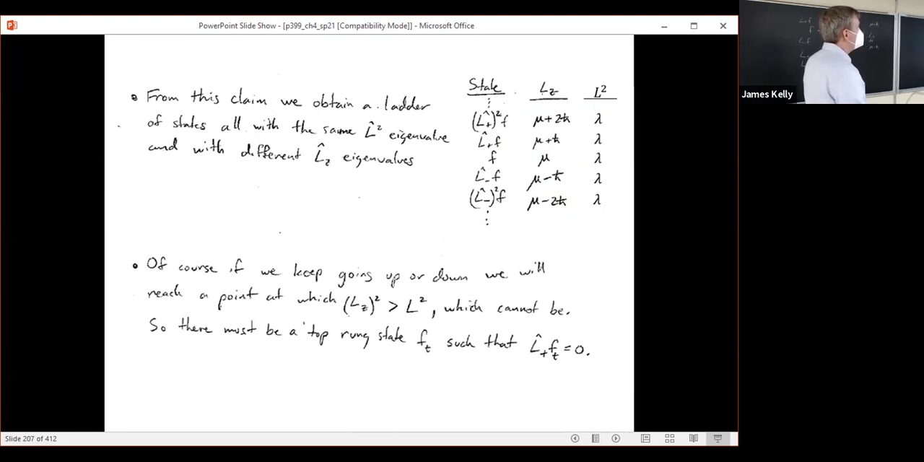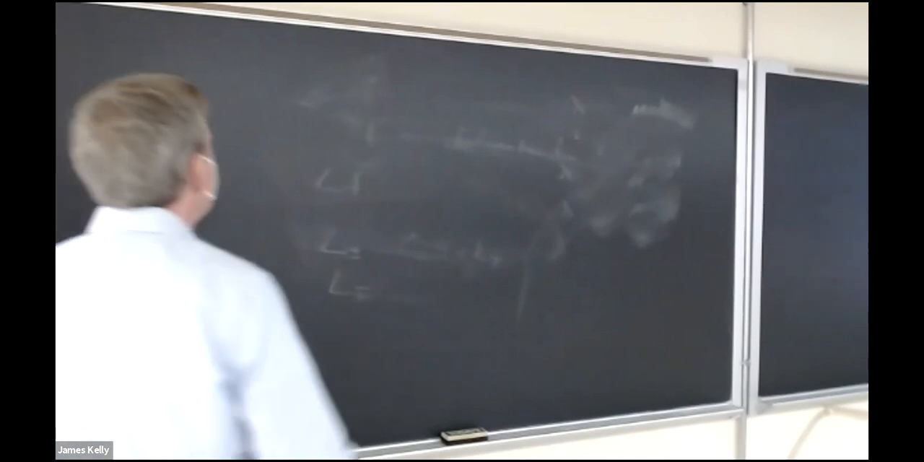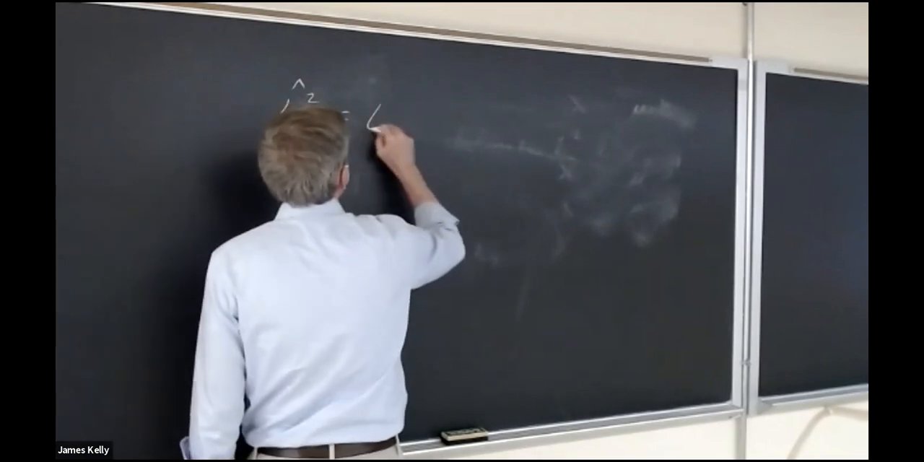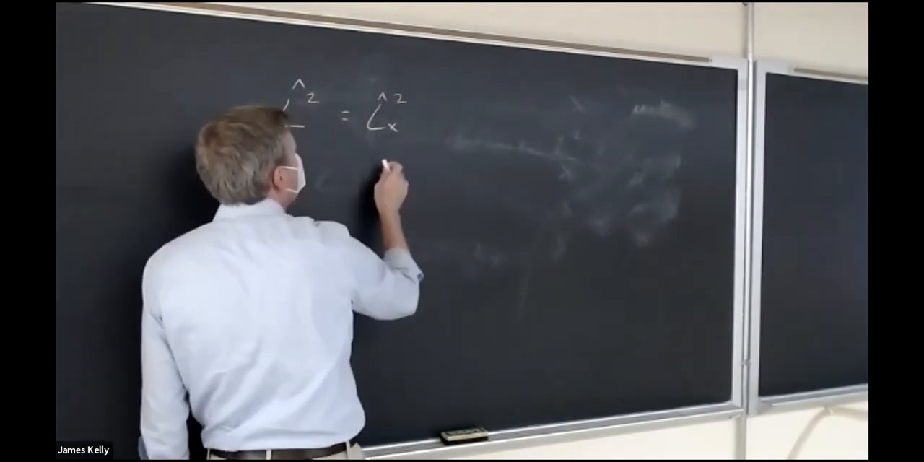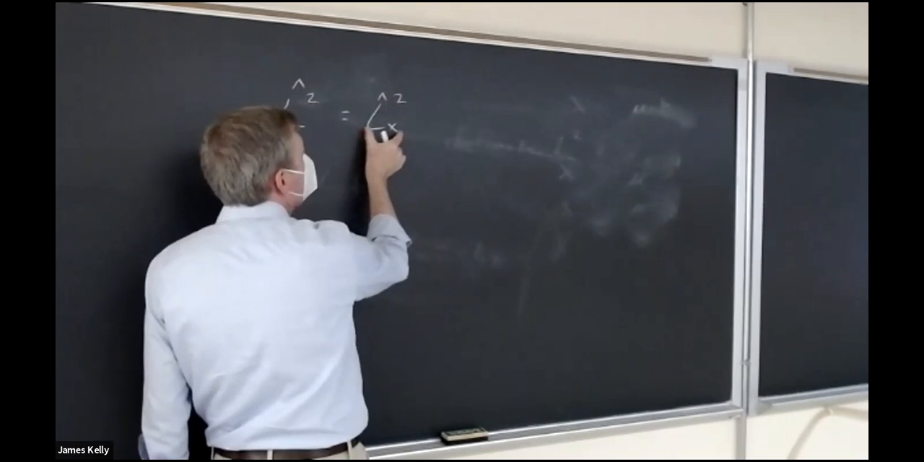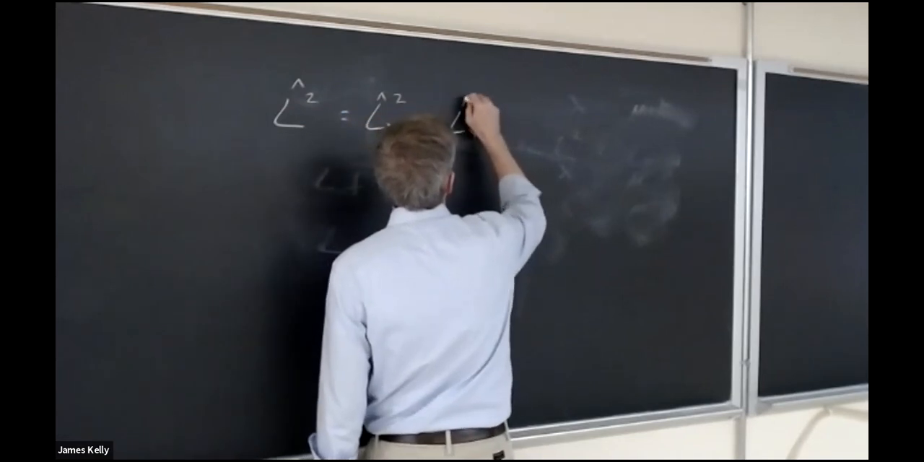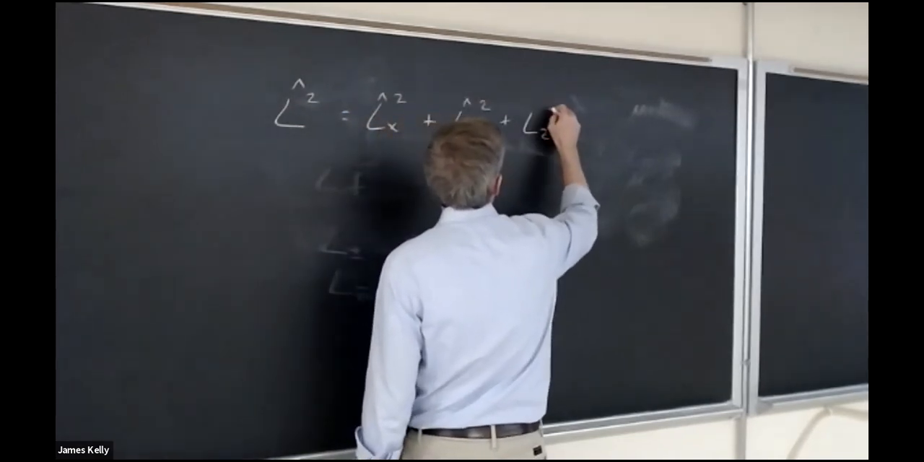Now there's a problem here, and that is that L squared and Lz are related. The very definition of L squared was the following. We defined L squared as an operator as Lx squared. That means you take the operator Lx and you apply it twice in a row to whatever it's operating on, right? Plus Ly squared plus Lz squared.